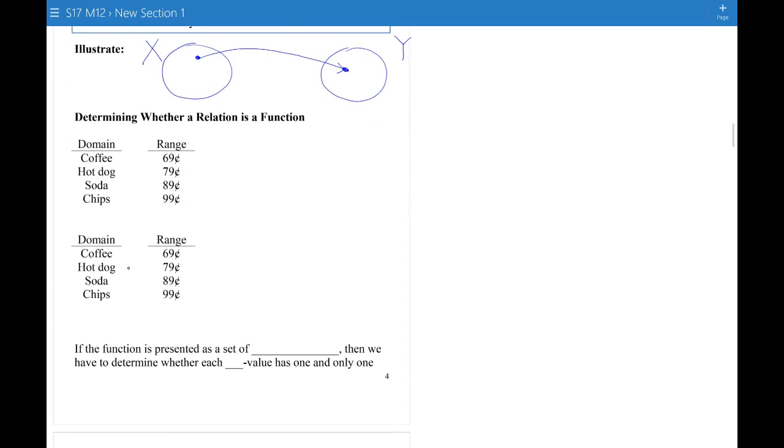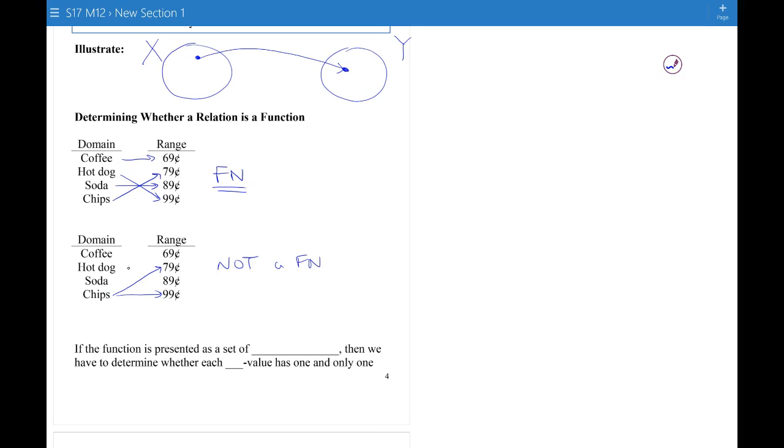So determining whether a relation is a function, we just have to decide if each item in the domain connects to exactly one item in the range. So if each item has only one price, doesn't matter what the price is, then this relation is a function. So this is a pricing function. And then if chips have two prices, this is not a function.